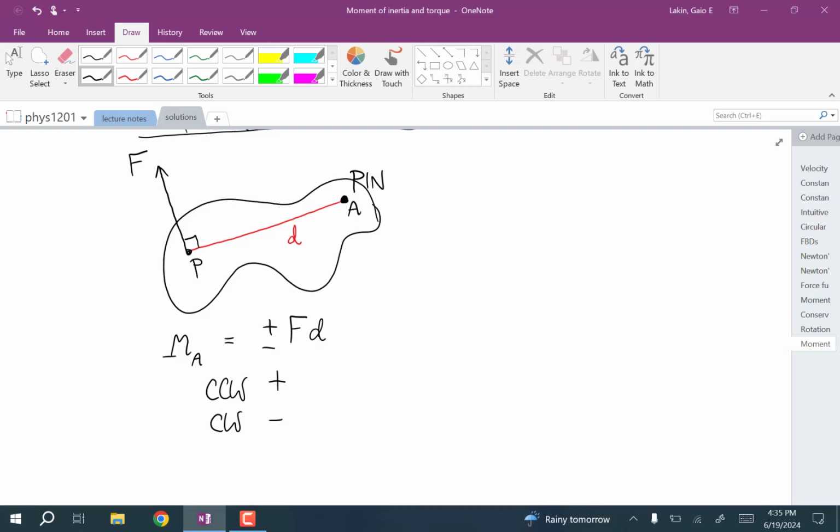So let's think about this example that I've drawn. If this point A was fixed, so that point couldn't move, all the body could do was rotate around that axis, around that point A, and you applied a force F over here at P, would this body rotate clockwise or counterclockwise? You can see that force F in this case would make it rotate clockwise. And so to calculate the moment, you'd multiply F times that distance, and then clockwise means that it's a negative value.